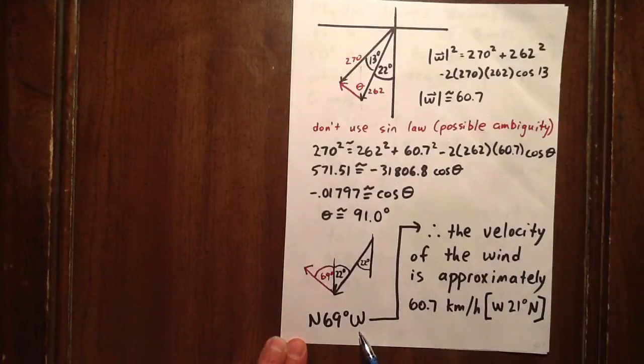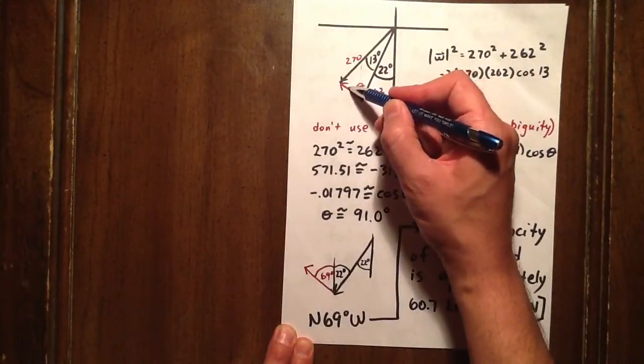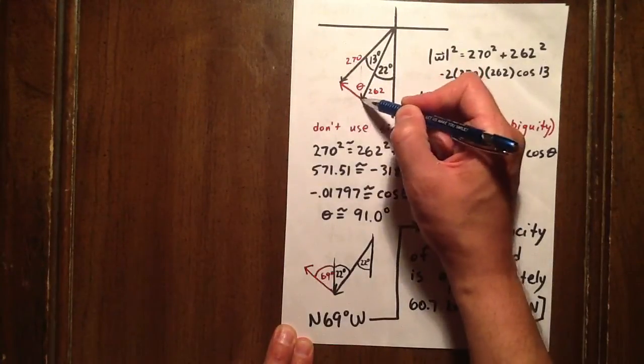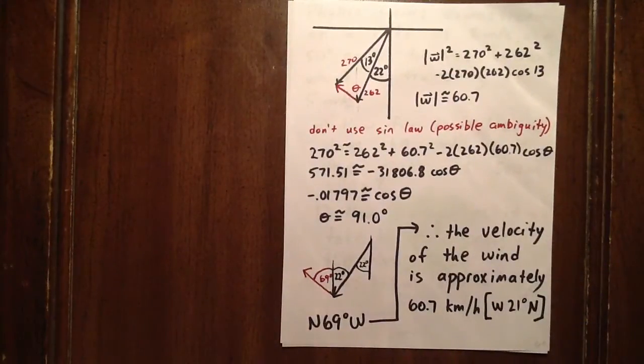North 69 degrees west. But that would mean that the wind was more westerly than north, that west was the dominant cardinal direction. So although we could correctly call it north 69 degrees west, it's a little nicer to call it west 21 degrees north. They're the same thing. Instead of referring to it as north 69 degrees west, let's call it west 21 degrees north. So the ultimate velocity of the wind is approximately 60.7 kilometers per hour in a direction west 21 degrees north.